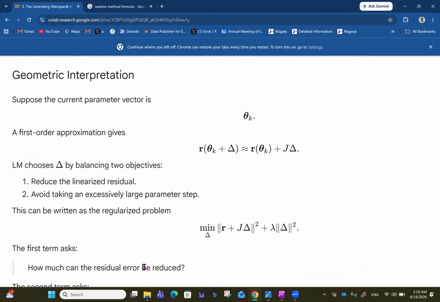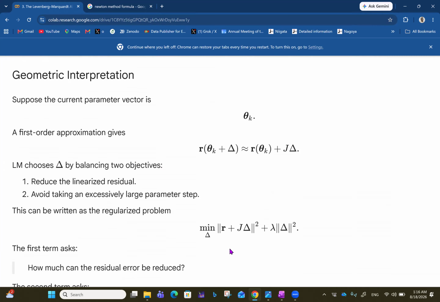And the geometric interpretation: suppose the current parameter vector is theta sub k. A first order approximation gives r of theta sub k plus del is approximately r of theta k plus J del. So Levenberg-Marquardt chooses del by balancing two objectives: reduce the linearized residual, and avoid taking an excessively large parameter step. This can be written as a regularized problem.